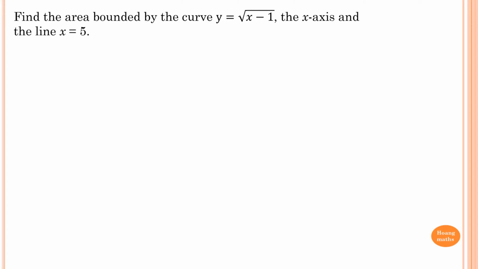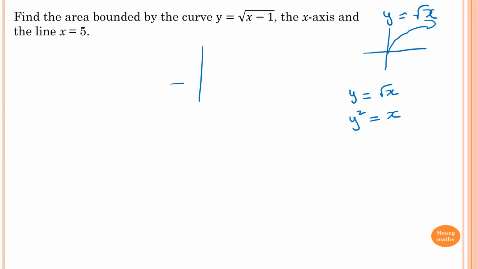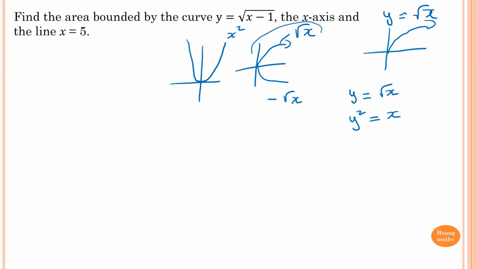So first of all, we know that y equals square root of x, the graph is like this. Now if you're not sure what it looks like, y equals square root of x, square both sides, that means y squared equals x. Now remember, y equals x squared is like this. So y equals x squared and x equals y squared, so the graph is just like this, that's all. Because it's square root of x, this is the top half, and this is negative square root of x. So at the moment we are looking at that.